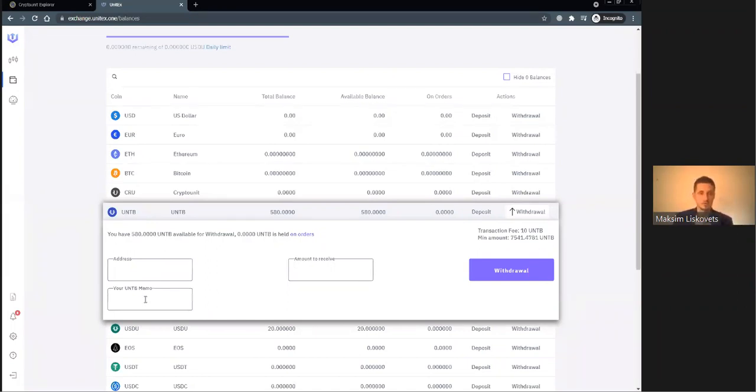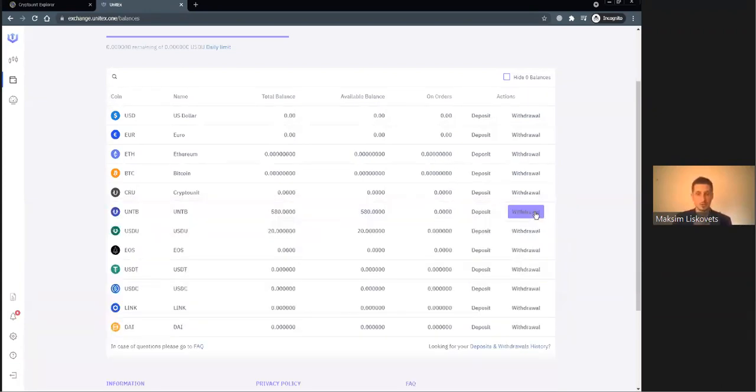Here, memo is not obligatory. It is quite similar to the blockchain. You may simply indicate any additional information. And you click withdrawal and confirm.